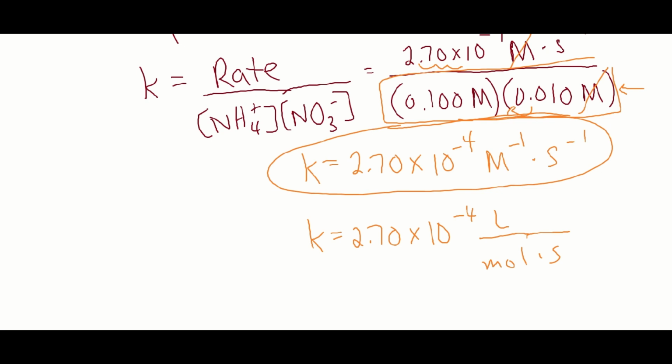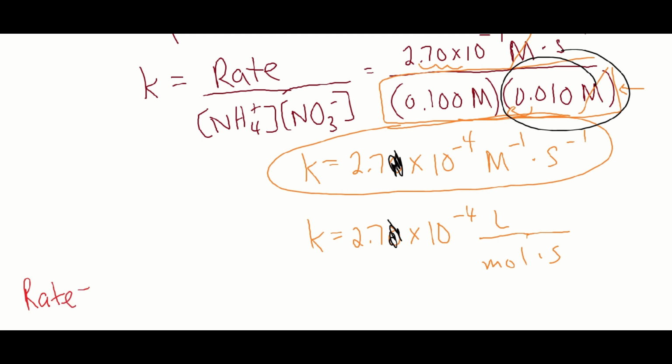Now let's write the final rate law that includes this rate constant K. Actually, for the value for the rate constant K, it should be in 2 significant figures, because this measurement only has 2 significant figures. So we need to chop that down to 2 significant figures. So let's write our final rate law that includes the rate constant K.